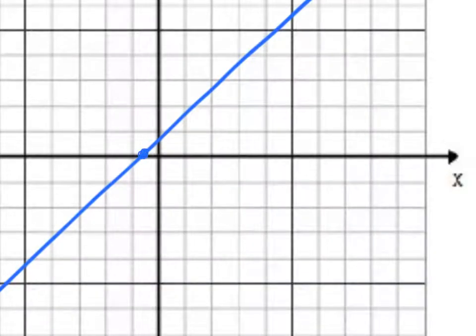So that point right there would be the x-intercept. If the line was over here, then this would be the x-intercept, etc. So wherever it crosses that x-axis, that's the x-intercept. And there's something special about every x-intercept.